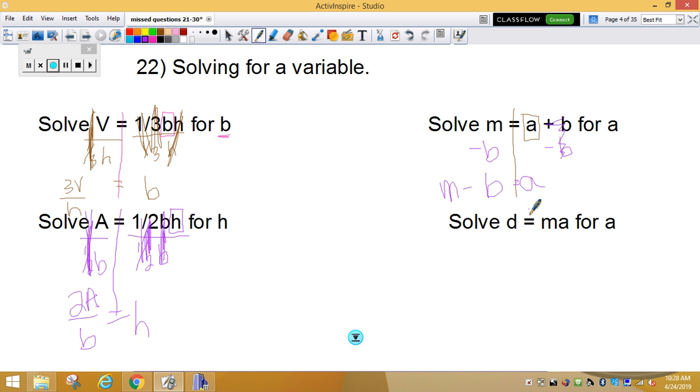And here, I want to get A by itself. So what's with the A? It's an M. And they're multiplying. The opposite of multiplying is dividing. So my M's go away. All that's left is the A, which is what I want. And I can't combine those, so I'm just going to put D divided by M. And that's my answer.